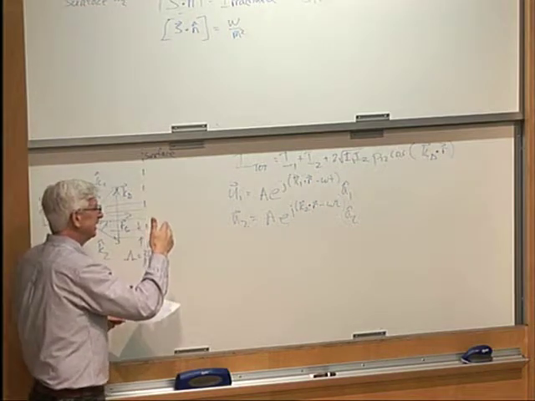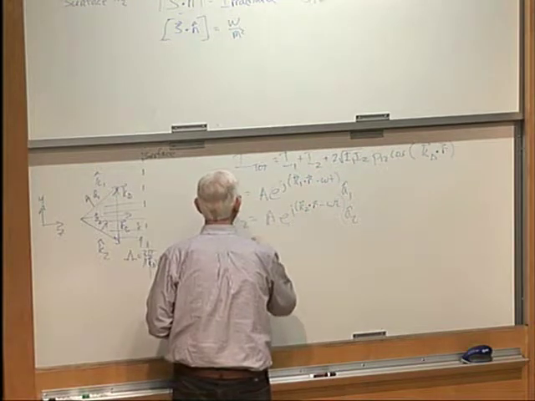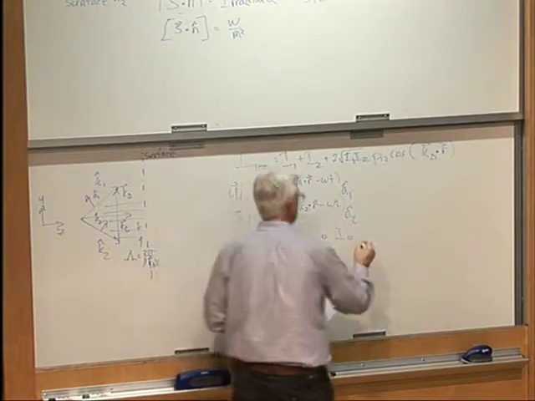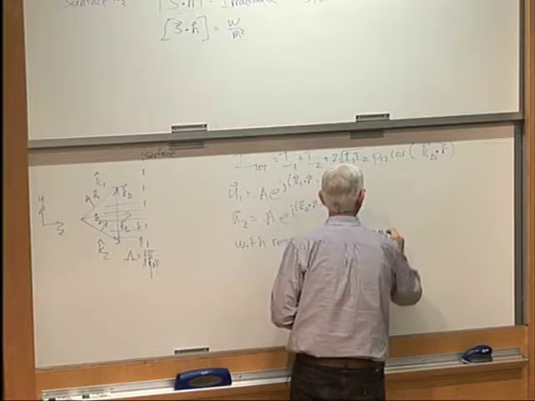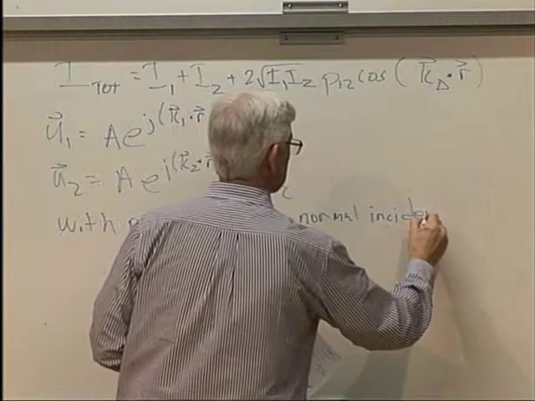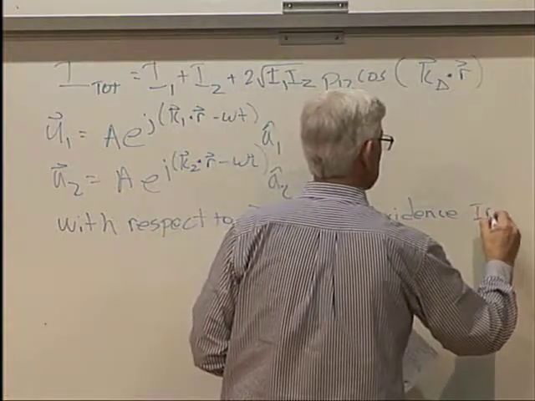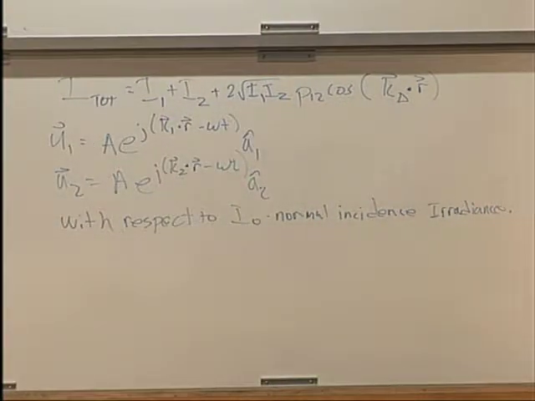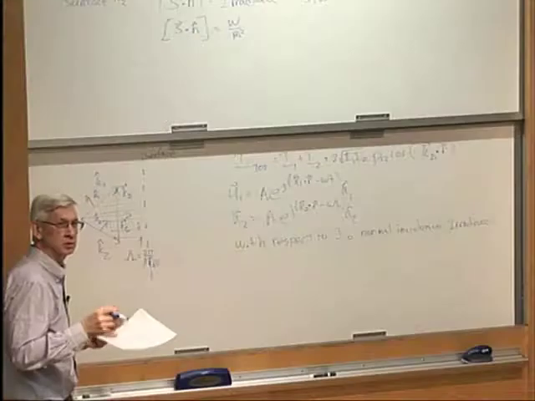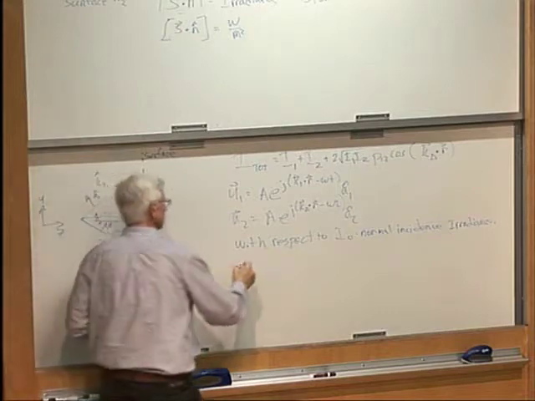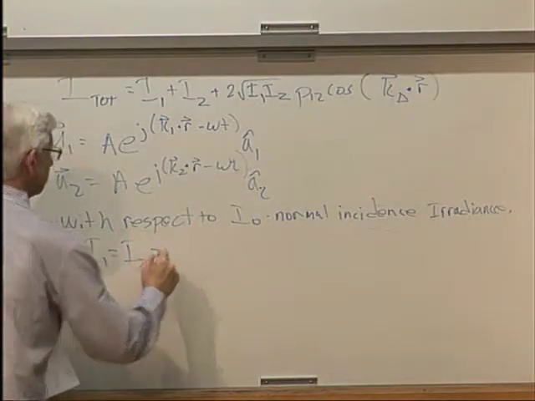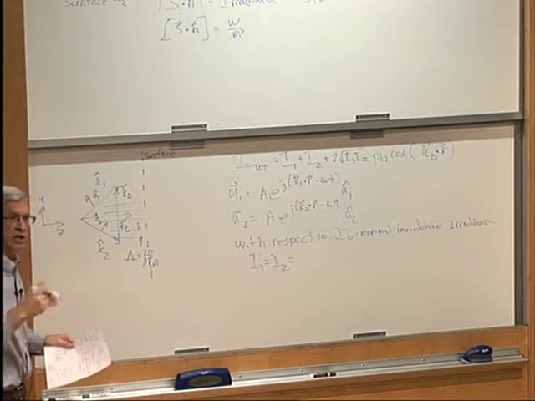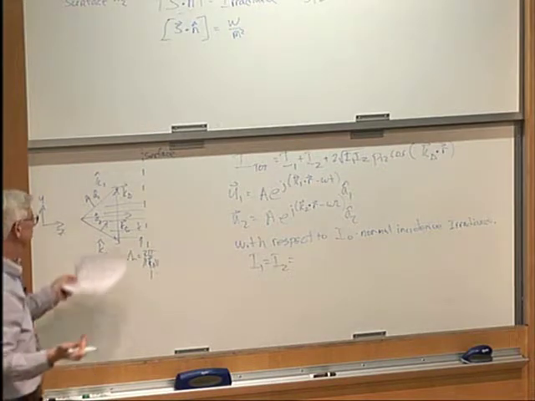So, with respect to I0, let's call it, which is the normal incidence irradiance. Okay, how would I1 and I2 compare? Well, first of all, they're equal angles the way I've drawn it, so I1 and I2 are the same value, right? But we know that I1 and I2 are reduced with respect to I0 because we're coming in at an angle. So what would that value be for I1 and I2?